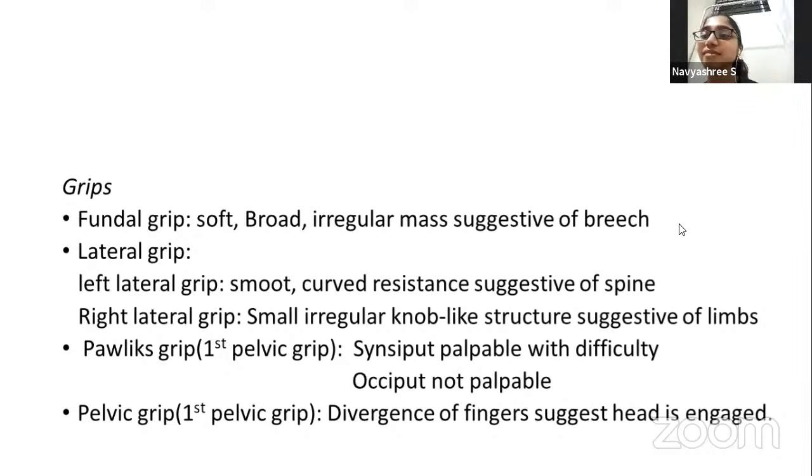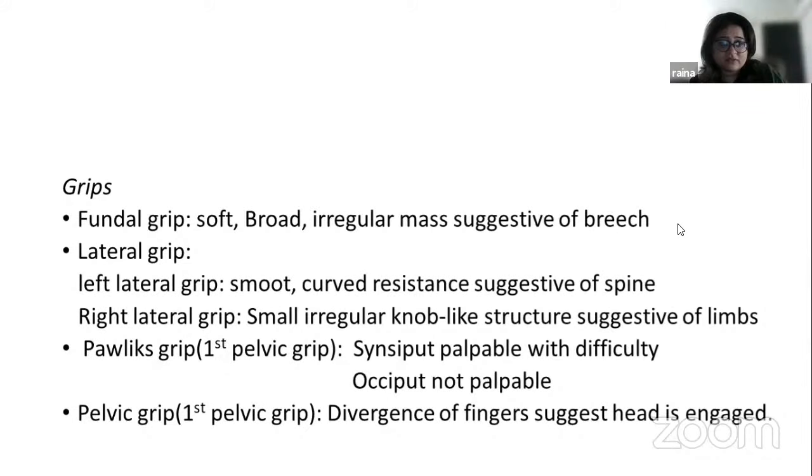Okay. So why are these grips important? Number one, what do they tell us? How do they help? They're very, very important. Can you make it very simple? Lie and presentation of the babies. So, number one, we can know the number of fetuses, whether there's one or two or three.